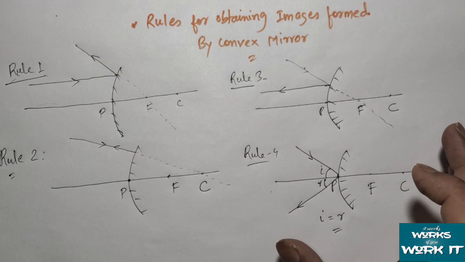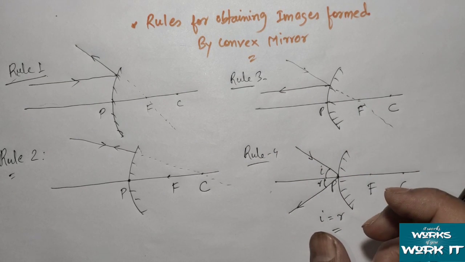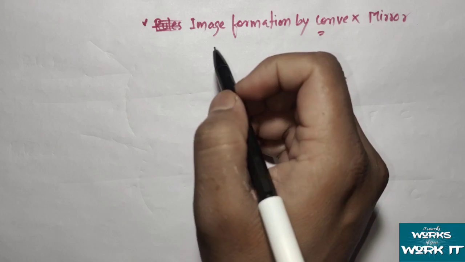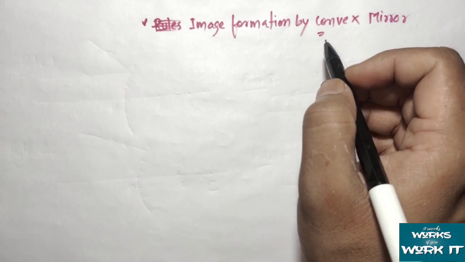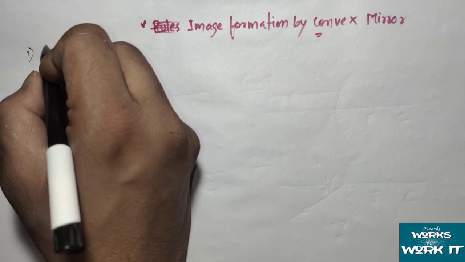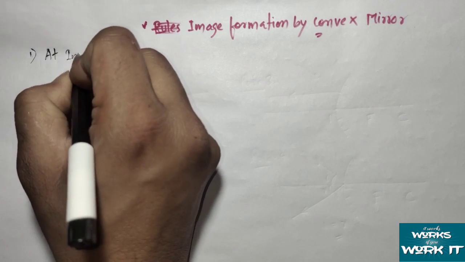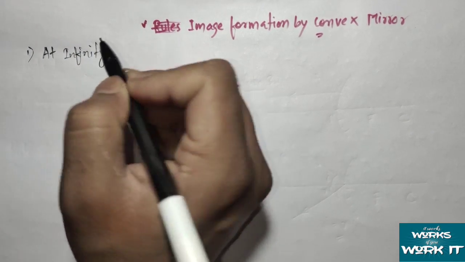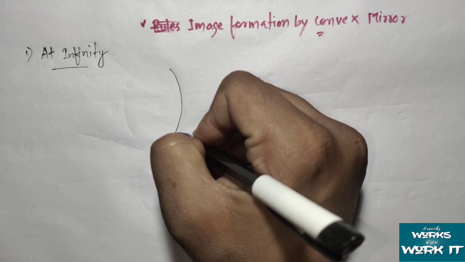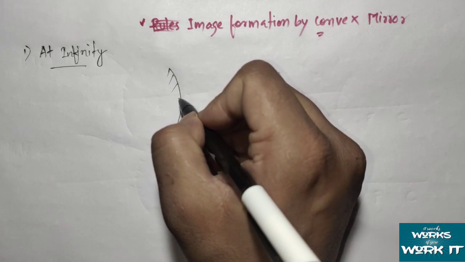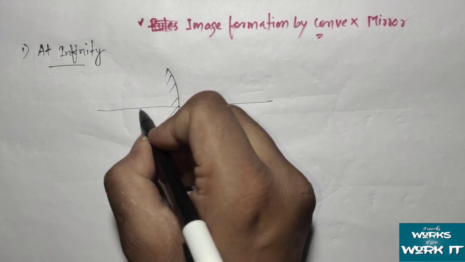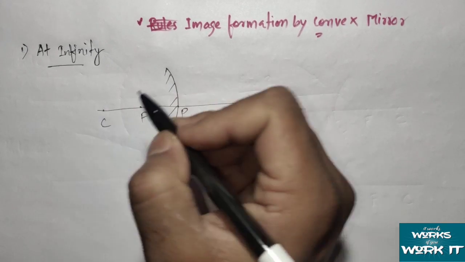Using these rules, we will now draw the image formation by a convex mirror. That will be our next topic. So now we will discuss image formation by a convex mirror. First, where is the object? The object is at infinity. Let me draw a convex mirror. This one is the pole, this one is the principal focus, this one is the center of curvature.